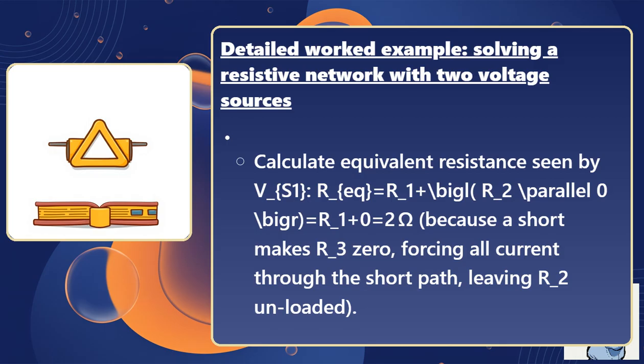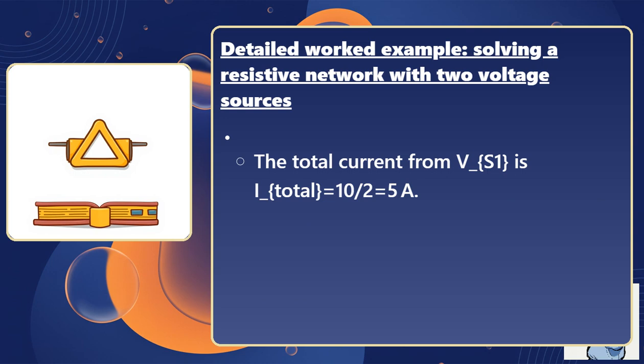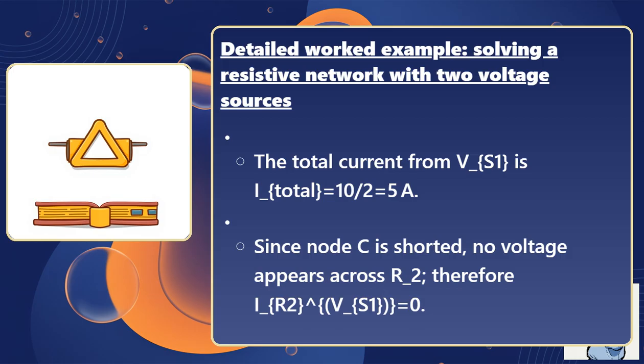Calculate equivalent resistance seen by VS1. Req equals R1 plus the parallel of R2 and 0, which equals R1 plus 0 equals 2 ohms. Because a short makes R3 0, forcing all current through the short path, leaving R2 unloaded. The total current from VS1 is I total equals 10 divided by 2 equals 5 amperes. Since node C is shorted, no voltage appears across R2. Therefore, I sub R2 superscript VS1 equals 0.